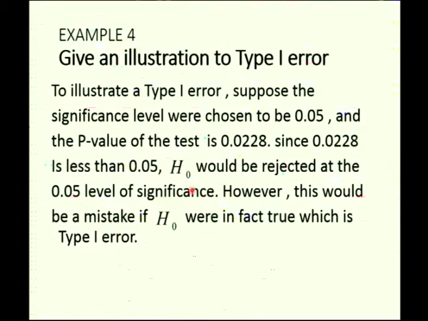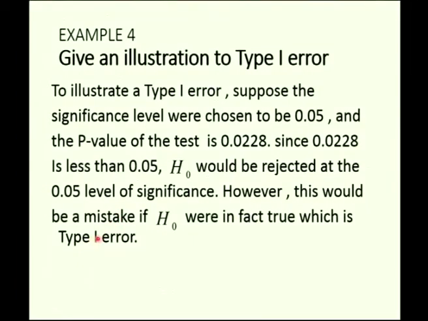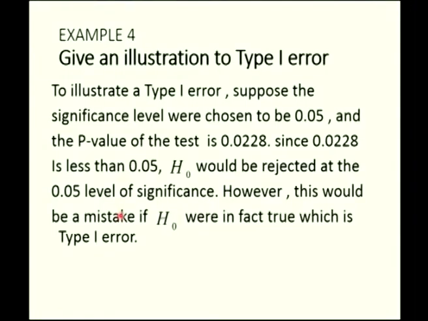However, this would be a mistake: when H naught is rejected when H naught is true, it is a mistake. That error is called type 1 error. So, the example which we are giving for type 1 error is that the significance level is 0.05 and if the test value is 0.0228, H naught will be automatically rejected because the statistic value lies in the critical region, but although it is automatically rejected, when it is true, it is a mistake. So, that mistake is called type 1 error.